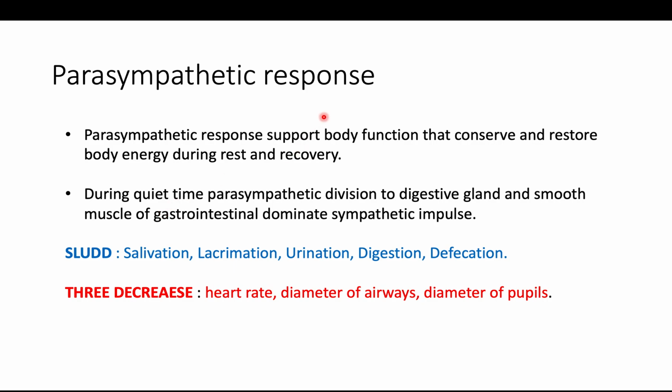Okay. So in the parasympathetic response, this situation basically we call it as SLUDD, which is salivation, lacrimation, urination, digestion, and defecation. So what they will do, they will decrease the heart rate, the diameter of the airways, and the diameter of the pupils.